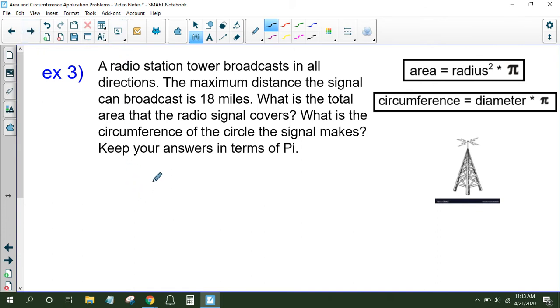This time we have a radio station tower that broadcasts in all directions, and the maximum distance the signal can broadcast is 18 miles. What is the total area that the radio signal covers? That's our first question. Second, what's the circumference of the circle the signal makes? Keep your answer in terms of pi. Let's draw ourselves a picture again.